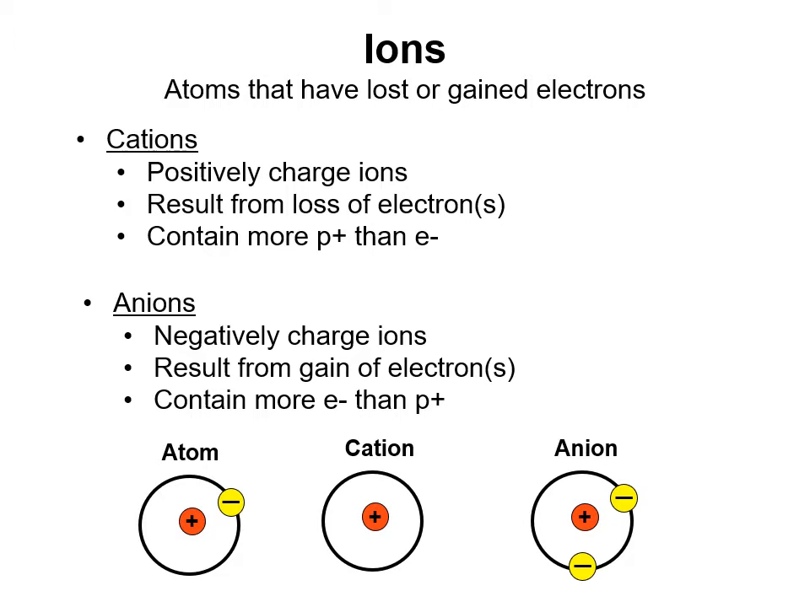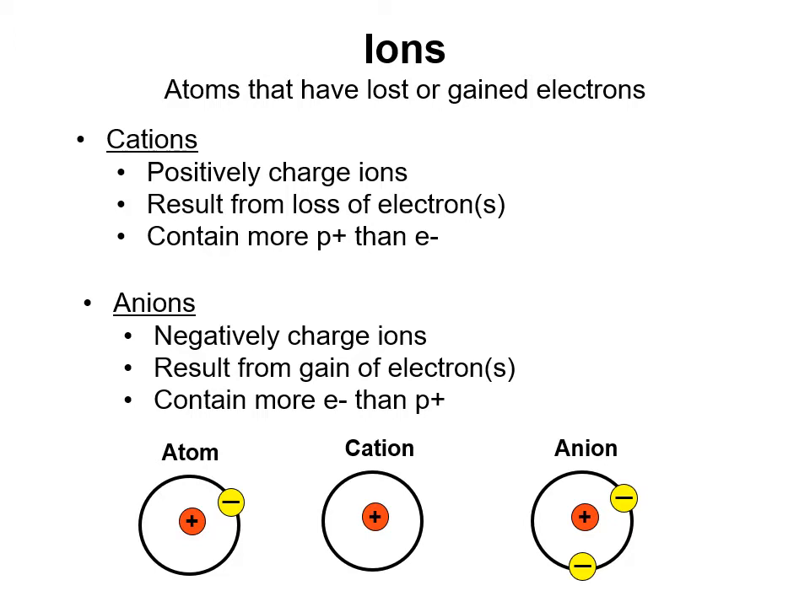So they are positively charged because they contain more protons than electrons. Remember that protons are positively charged, electrons are negatively charged. If we have fewer electrons than protons, then overall the ion is going to have a positive charge, because as a neutral atom, it started off with protons and electrons being equal to each other.